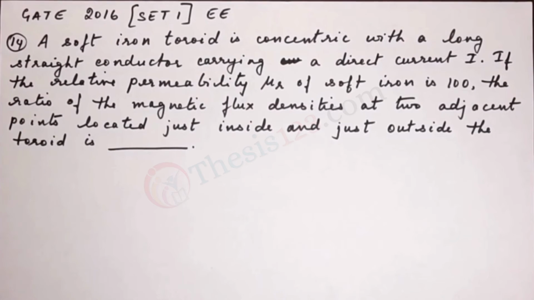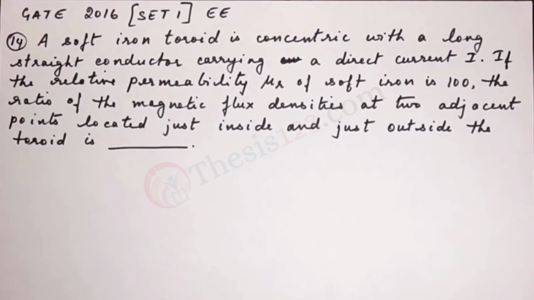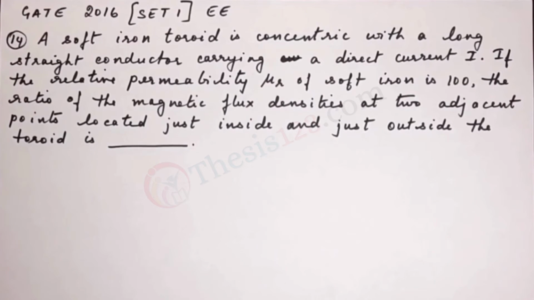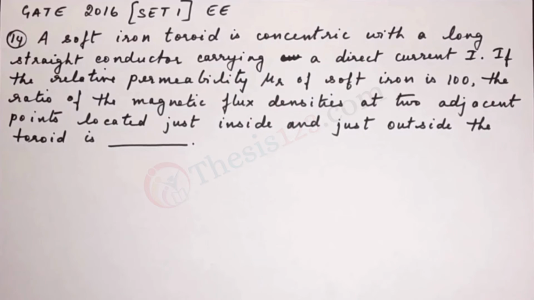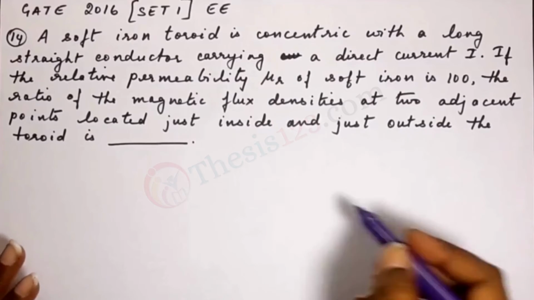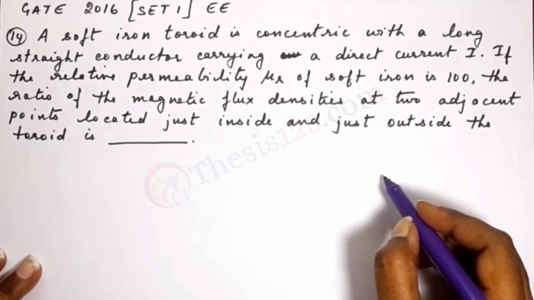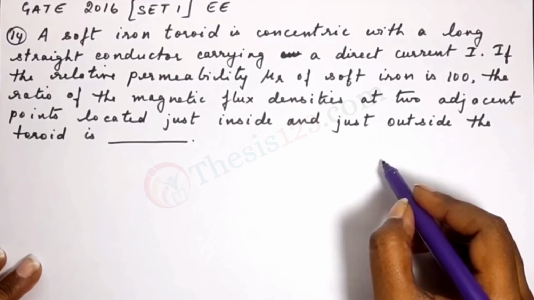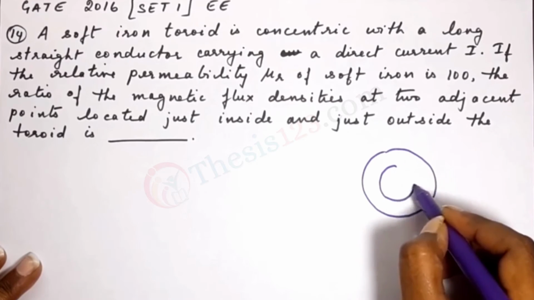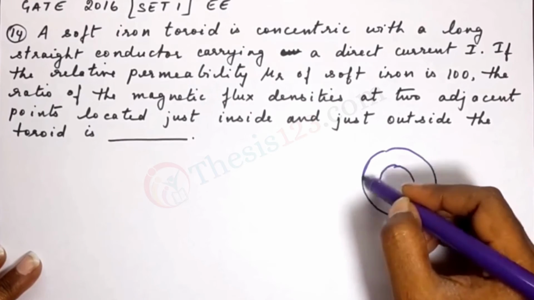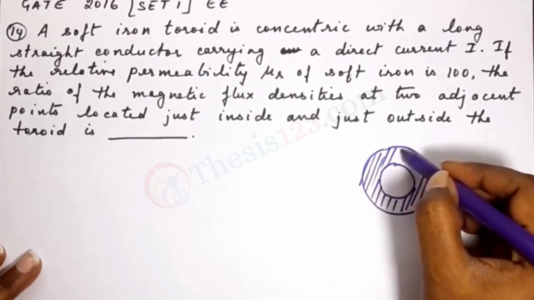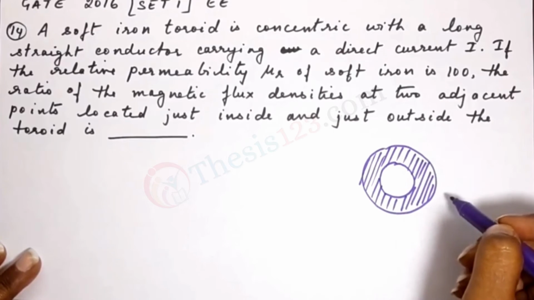Here's the 14th question. A soft iron toroid is concentric with a long straight conductor carrying a direct current I. Okay, so as you're reading the question, it always helps if you can figure out a diagram or draw a diagram as you're reading it. So here we have a soft iron toroid concentric with a long straight conductor carrying a direct current. Okay, so let me draw two concentric circles here. So there's our toroid.